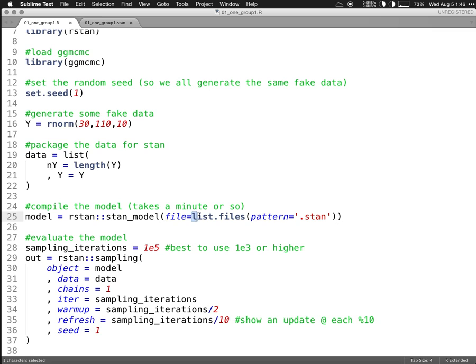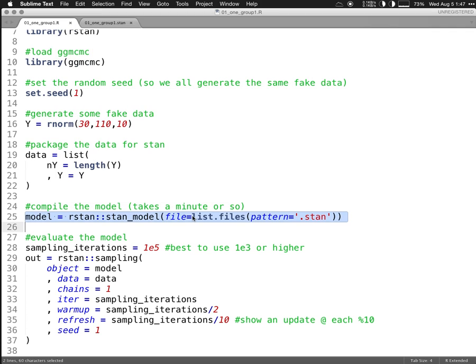So instead of giving it the full character string corresponding to that file name, I can just tell it to run this function, list.files. What list.files does is list all the files in the current working directory. And if I put the argument pattern equals stan, it's only going to list the files whose last bit is .stan. So it's going to automatically grab the stan file that's in that folder. Since every folder only has one stan file, it passes that to the file argument of stan_model, and that then compiles things.